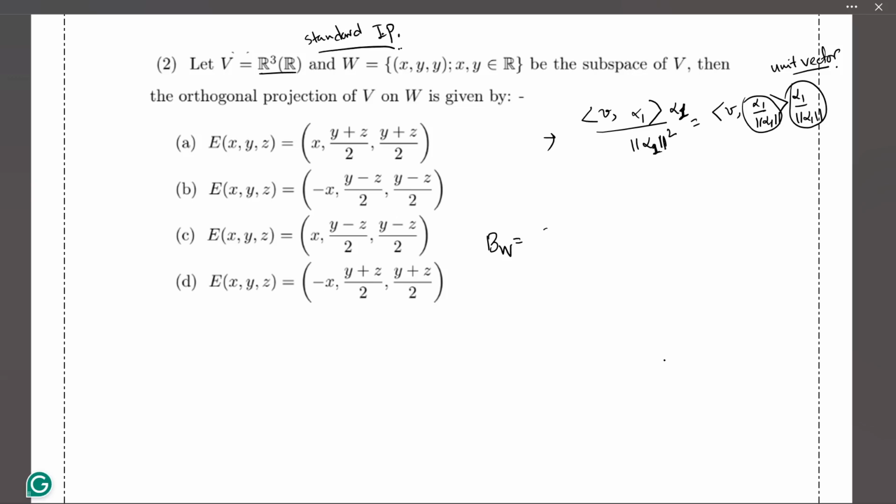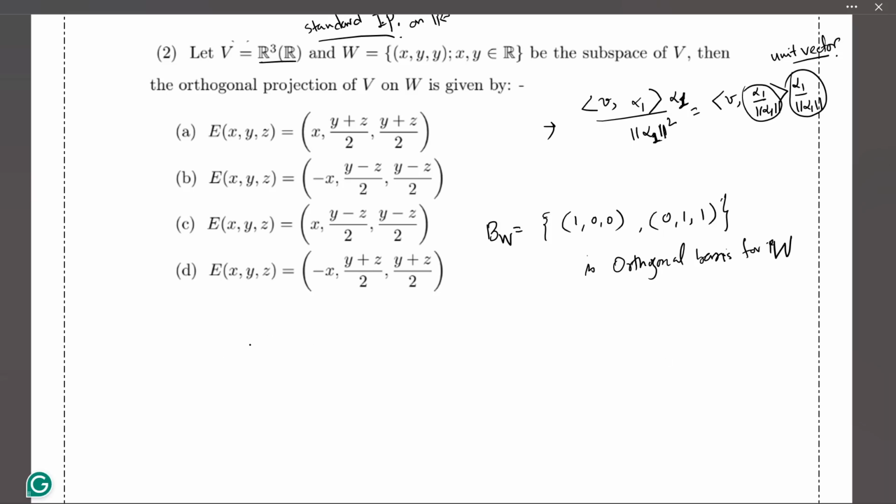Inner product. Okay. So that 1, 0, 0 and 0, 1, 1, this becomes an orthogonal basis for W. Sorry. Okay. So now we just use these calculations and we'll get it.